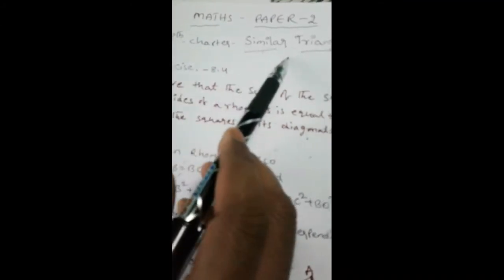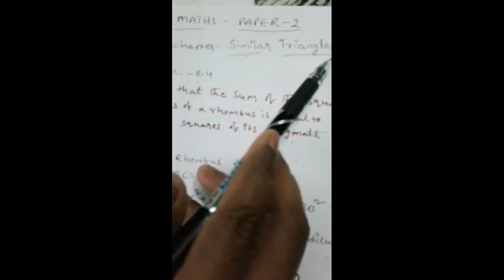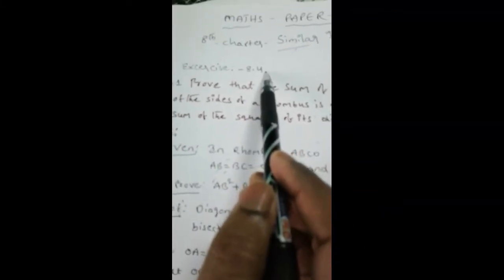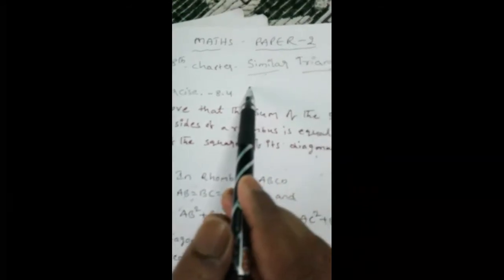Today's maths class is paper 2, the 8th chapter, similar triangles, exercise 8.4. Before starting the exercise, we have to recall the previous classes. In this chapter there are two major concepts for similar triangles: one is Thales theorem, and one is Pythagoras theorem. In this exercise, everything depends on Pythagoras theorem.